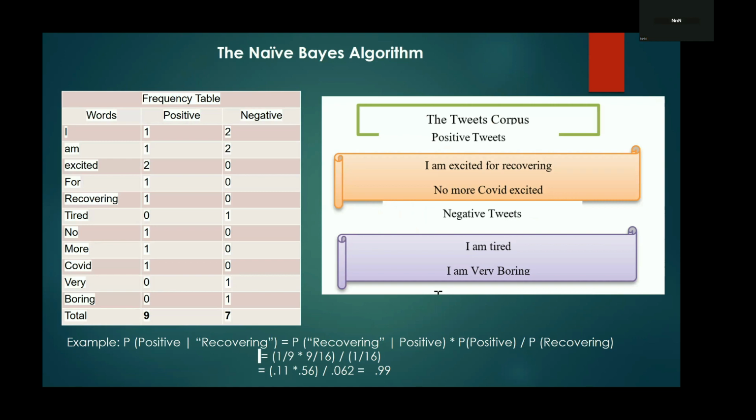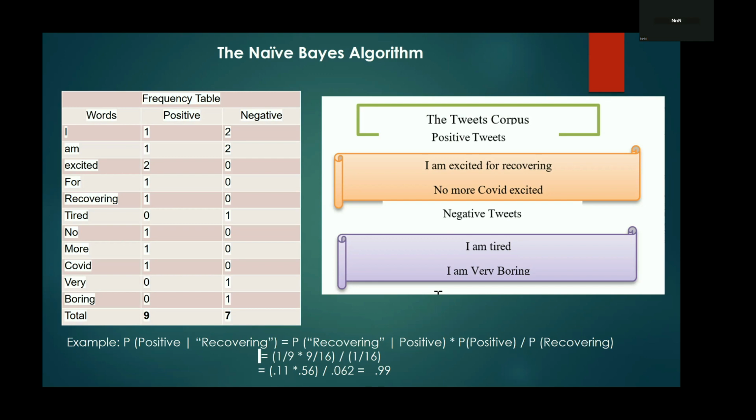For example, here are the words that I have from one of the tweets: "I'm excited for recovering." As we can see on the right side, these are 3 or 4 sentences, tweets from the corpus. Here, I have 2 positive tweets and 2 negative tweets, and others I did not mention. I mentioned only 4 tweets here.